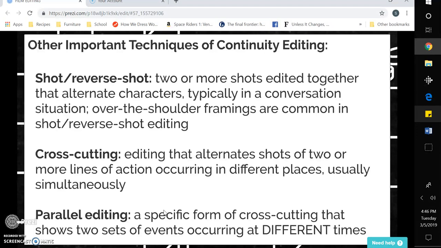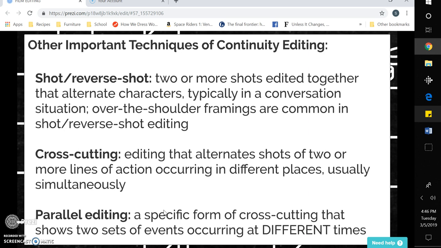Typically in a shot reverse shot, one good example is two characters sitting and eating at a table. Shot A will be behind one character's shoulder, showing the other character's facial expressions, and then you will get the reverse of that shot, behind the other character's shoulder, showing the first character's reactions. Shot reverse shot is one of the most common techniques of continuity editing.